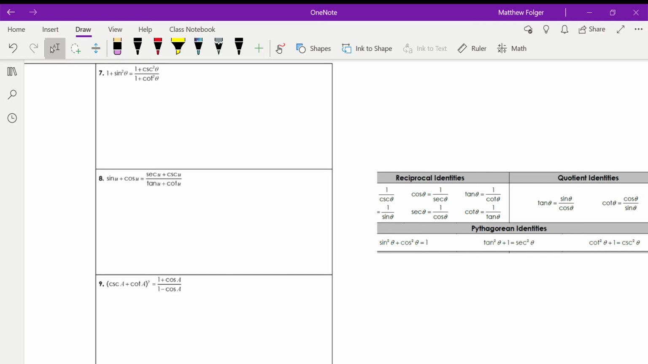Hey guys, so today we are going to be on the back of the Proving Trigonometric Identities notes. Today we're only going to be going over number 7 and number 8. Number 8 is going to be a little bit more involved, so we'll spend a little bit of time on that one. We're going to do things a little bit differently today.